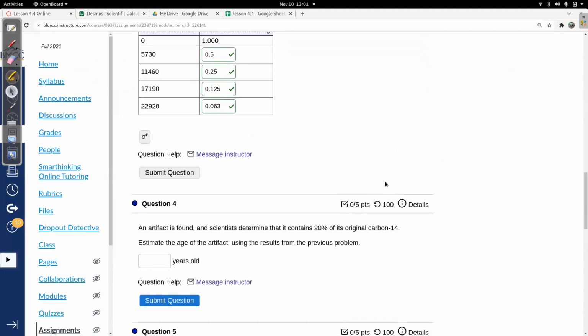Okay. An artifact is found. Scientists determine that it contains 20% of its original carbon-14. So, right, they grab this thing, they scrape it, they take it to the lab, they say, okay, how much carbon-14 is in there? How much total carbon is in there? Okay, 20% of the carbon is carbon-14. How old is this thing? Let's figure it out.